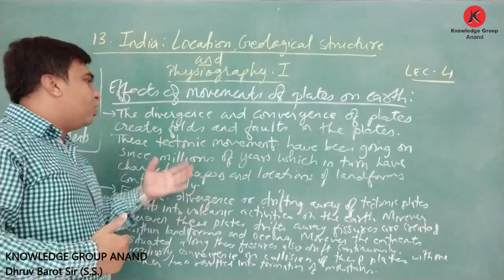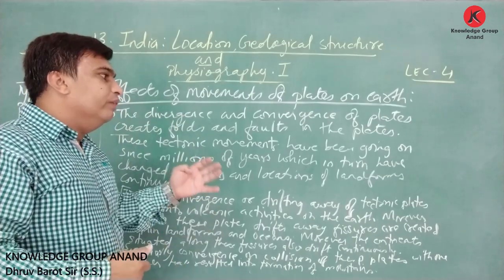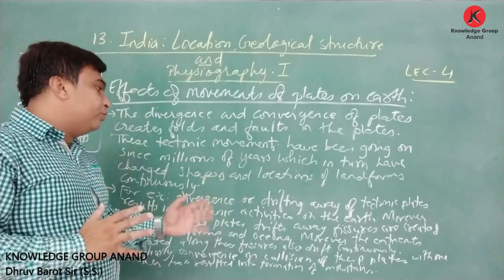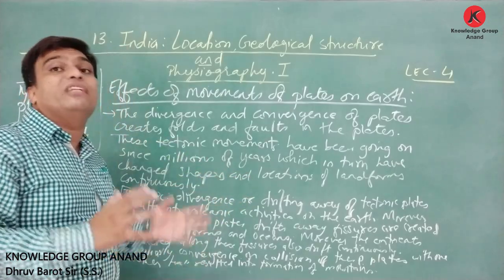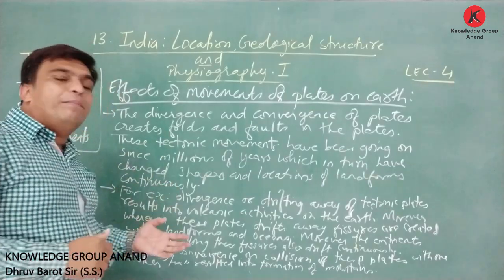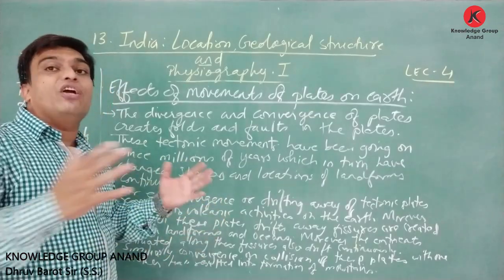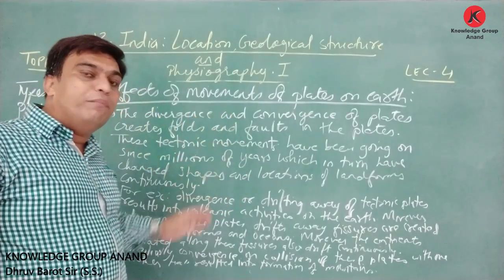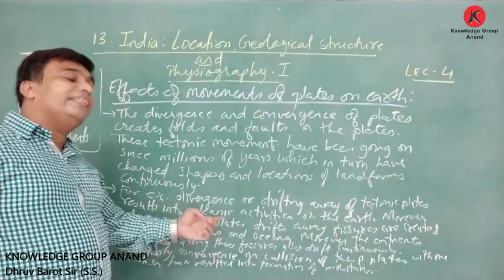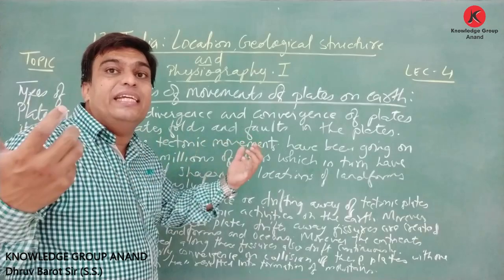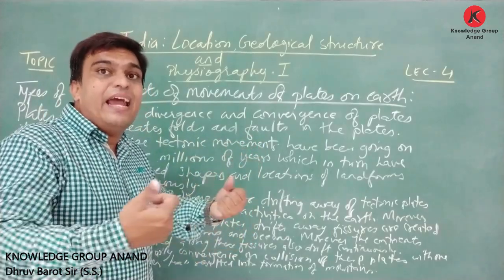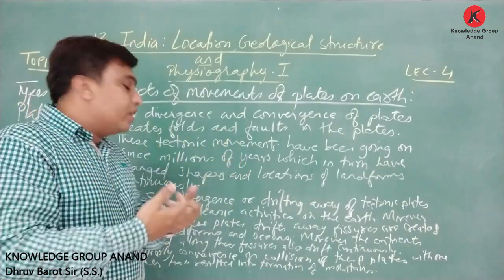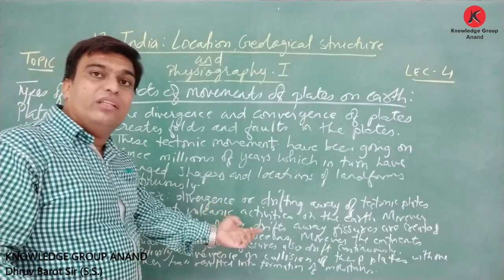These tectonic movements have been going on since millions of years, which in turn have changed the shapes and the locations of the different landforms as well as the oceans. For example, this divergence or drifting away of tectonic plates. When the plates are drifting away from each other, there is a gap created, right? They tear the ground apart, and both go away from each other. At that time, volcanic activities are created on the earth.